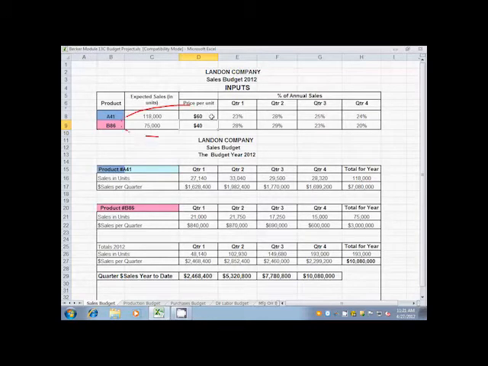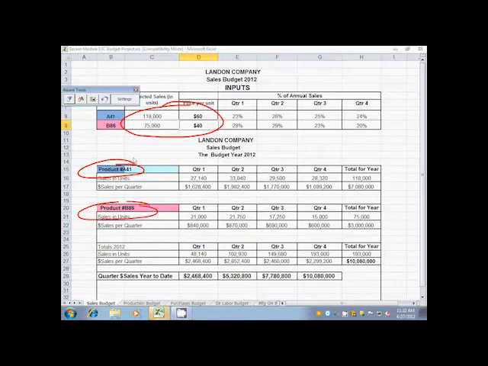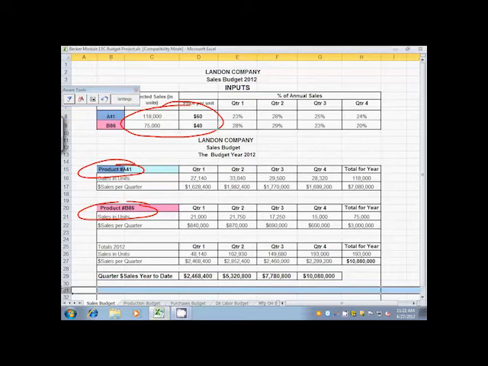Again, these are the kinds of things that could be subject to change, and we want to make it easy to make those changes. These percentages could change as well. So we have the sales of product A41, which is one of our two products, by each quarter. We have the sales for product 2 by each quarter. And then we have total quarter sales.